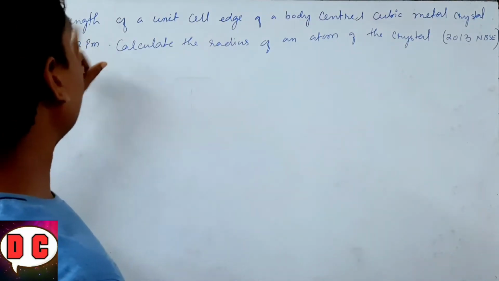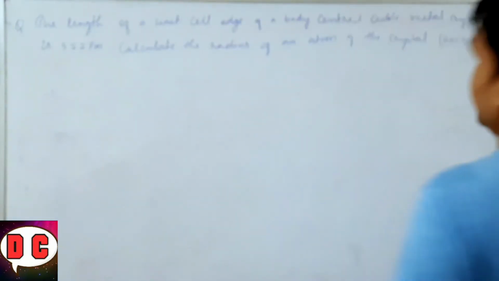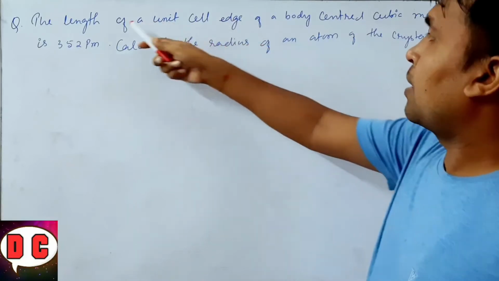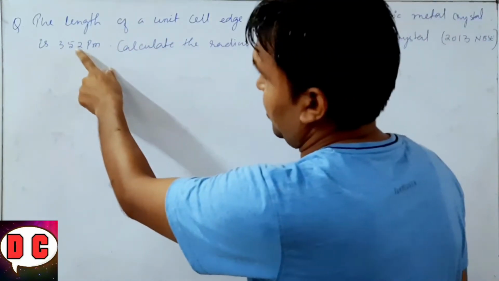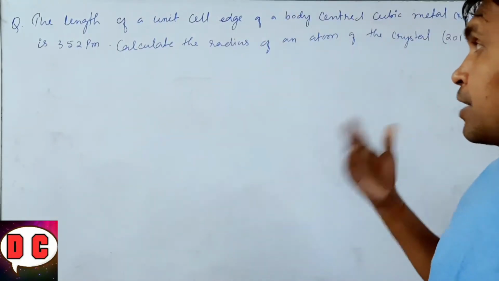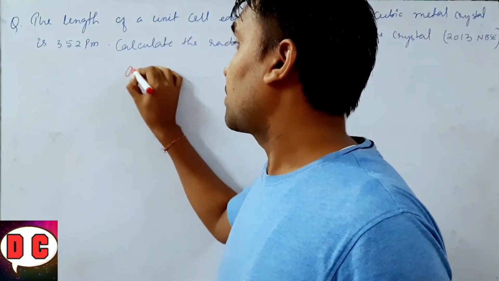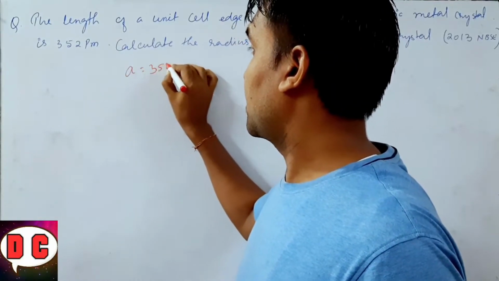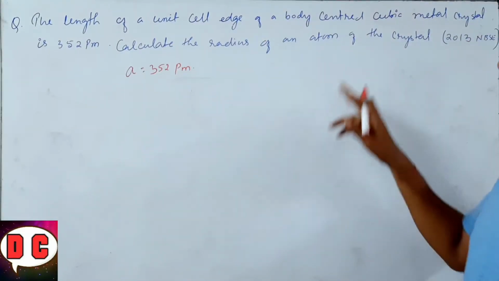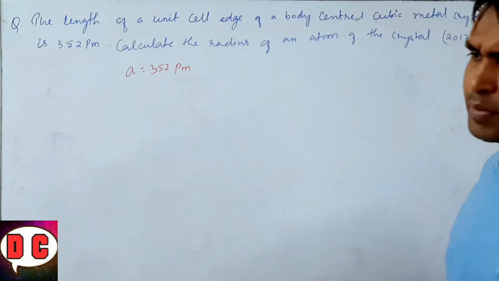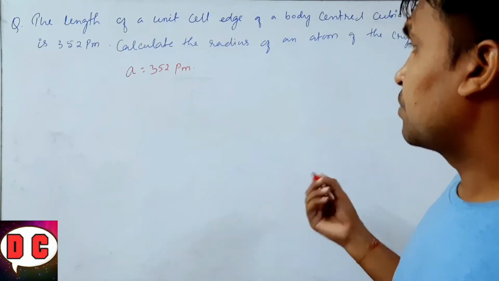Okay, so here it is given: the length of a unit cell edge of a body centered cubic metal crystal is 352 picometer. That means the edge is represented as a, and it is given as 352 picometer. So let it be in picometer only. They are telling us to calculate the radius of the crystal. Very simple it is, if you remember the formula for NBSE, then you will be knowing it.